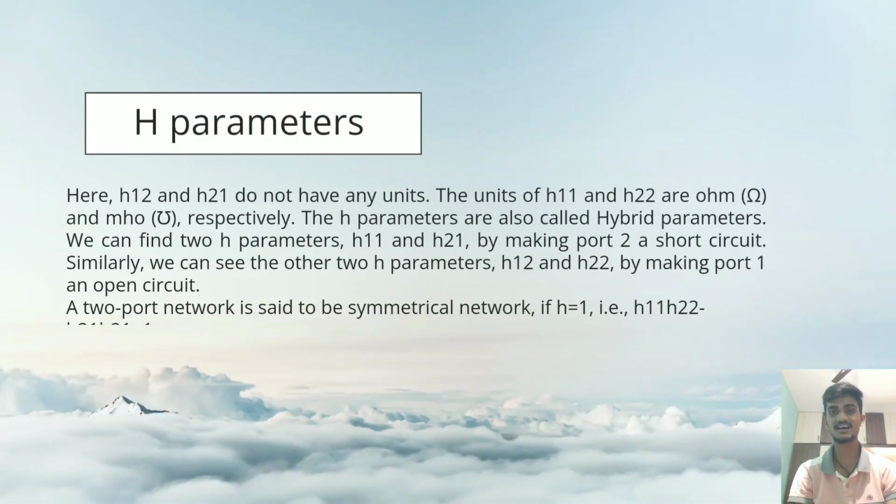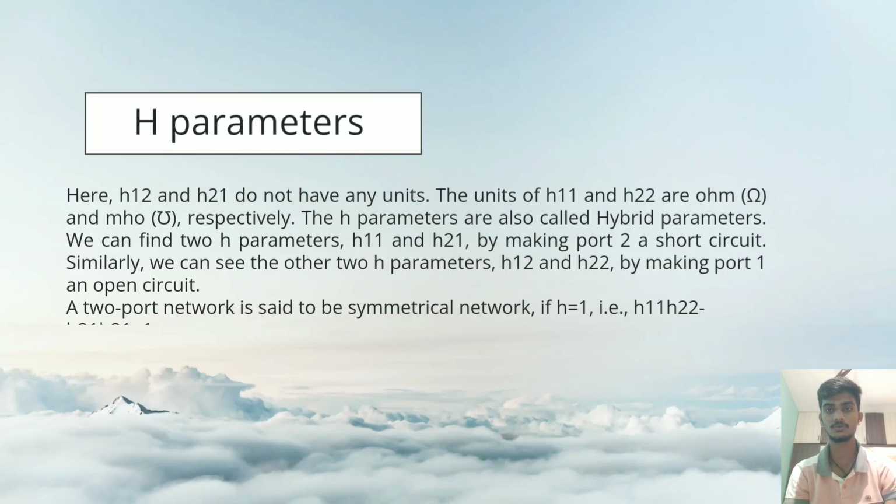These are the main conditions required for the H parameter. Here H12 and H21 do not have any units, that means there are no dimensions. The units of H11 and H22 are ohms and mho respectively. The H parameters are also known as hybrid parameters.